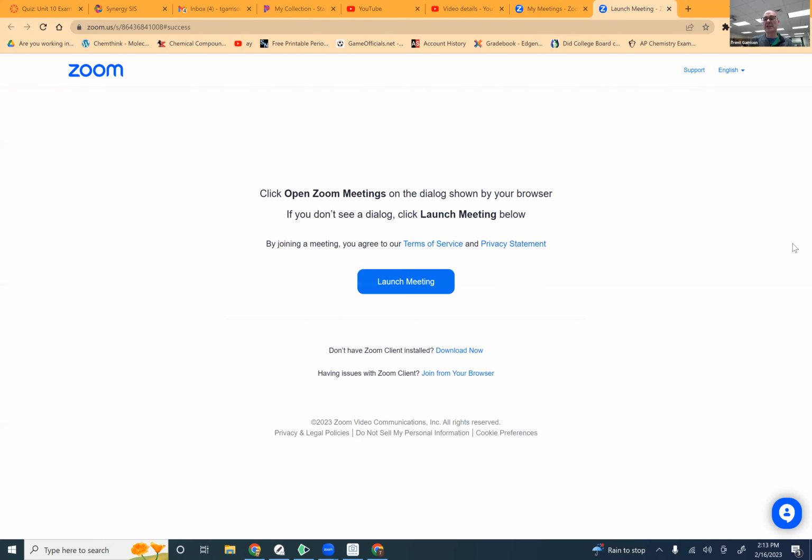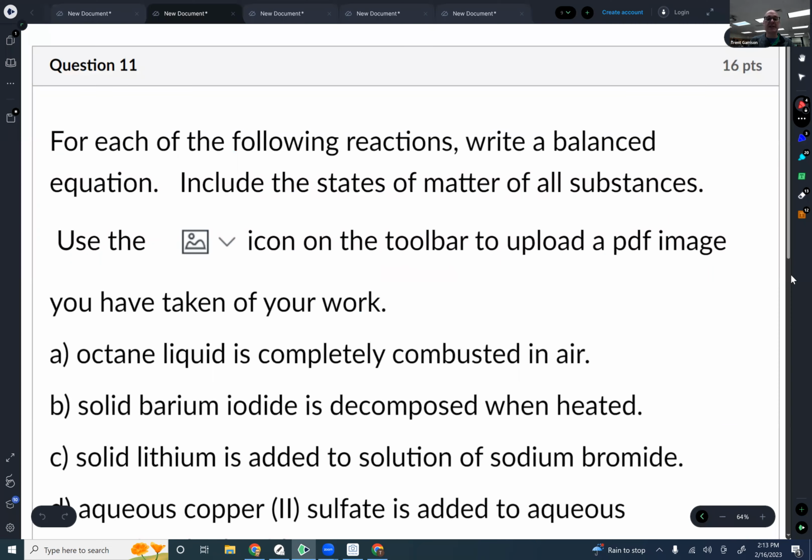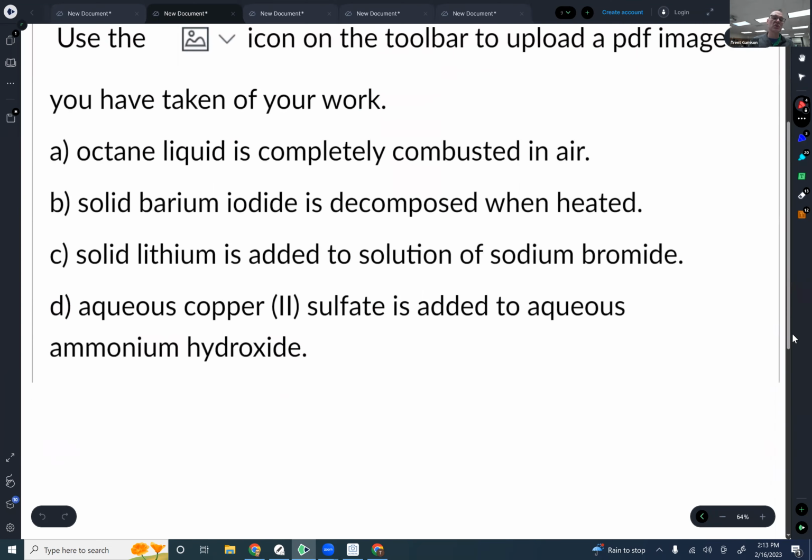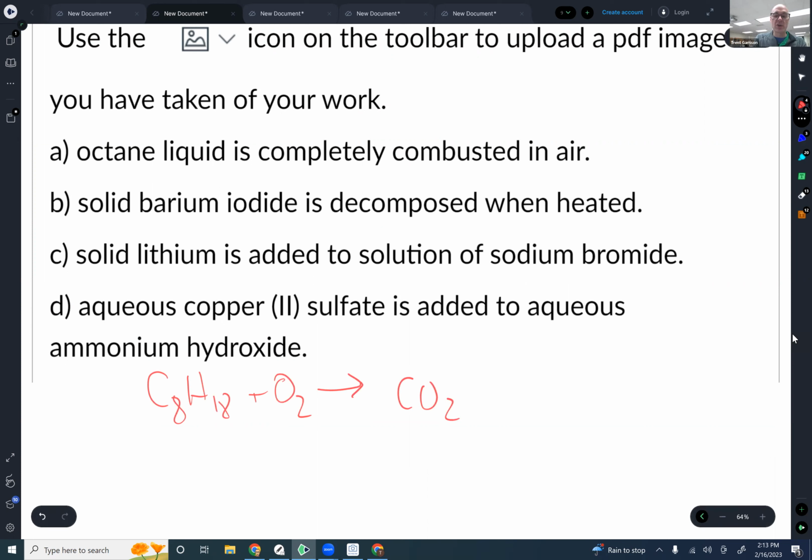Here's the first one. This is the toughest question on the test. These are where you have to show that you understand what the reactions are and how to balance them. Now, on your test, I'm going to have on here octane's formula. That is C8H18. It's completely combusted in air, meaning that it has oxygen in it. So what it makes always is carbon dioxide and water. That's the part of a combustion.